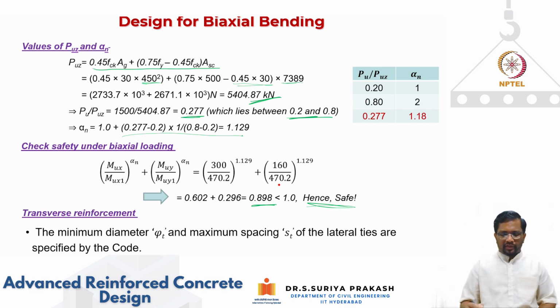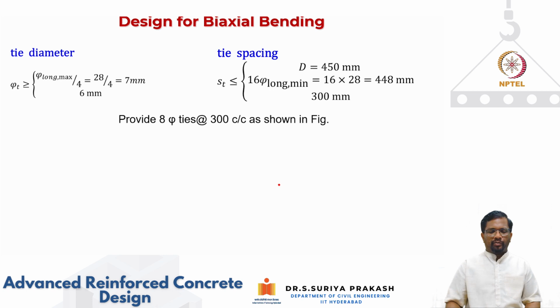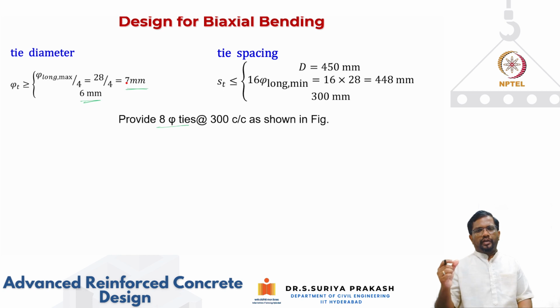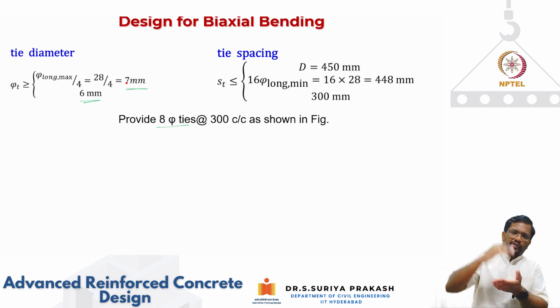So now let us look at the detailing, the minimum diameter and maximum spacing. All these things that we have discussed in the previous parts of the video are applicable here as well. Tie diameter has to be not less than maximum longitudinal bar divided by 4, which is 7 mm, or 6 mm. So I have to take the maximum of these two, and I say that I'm putting 8 mm dia. In stirrups, we have seen that we try to put lower diameters, but not less than 6 mm. 8 mm, 10 mm is good.